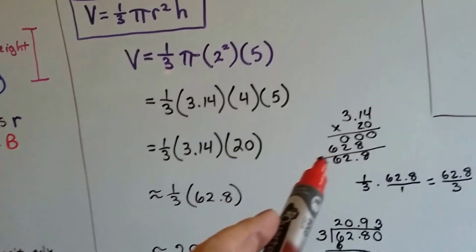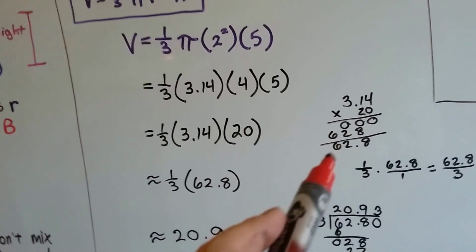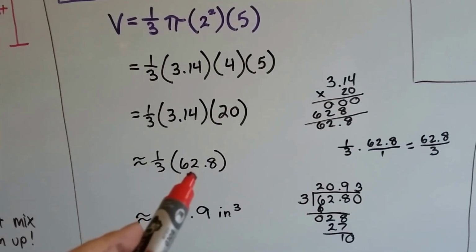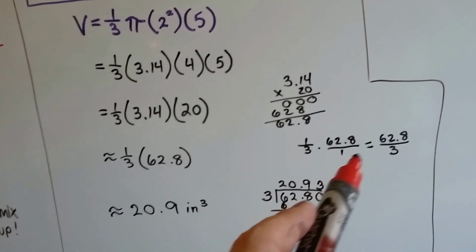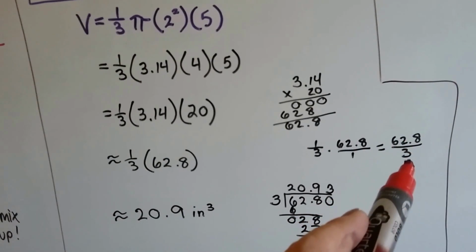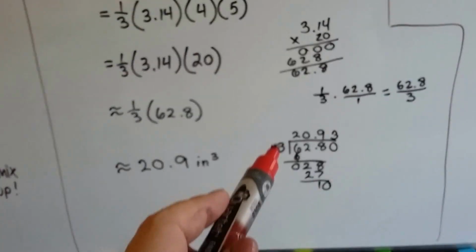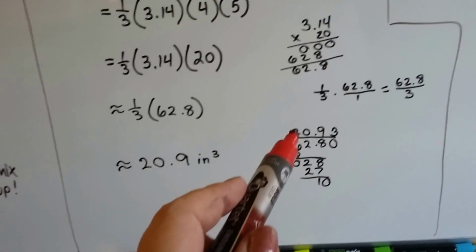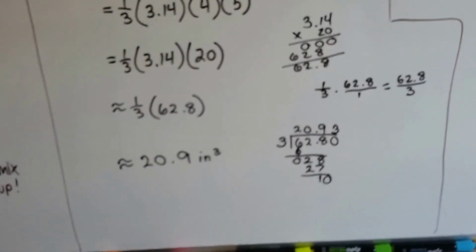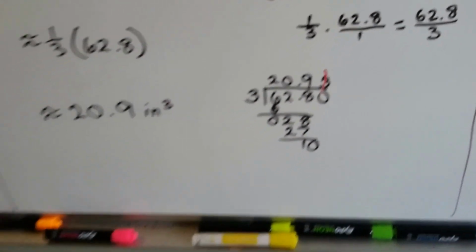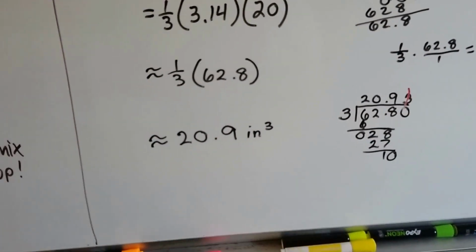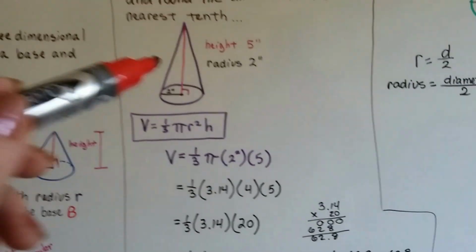Well, 3.14 times 20 is 62.8. So now we need to find 1/3 of 62.8. 1/3 times 62.8 is 62.8 over 3, and 3 goes into 62.8 20.93 times. Now it said it wanted us to find it to the nearest tenth. So that 3 at the end isn't important, is it? We can just get rid of that, can't we? So it's 20.9 inches cubed for the volume of this cone.